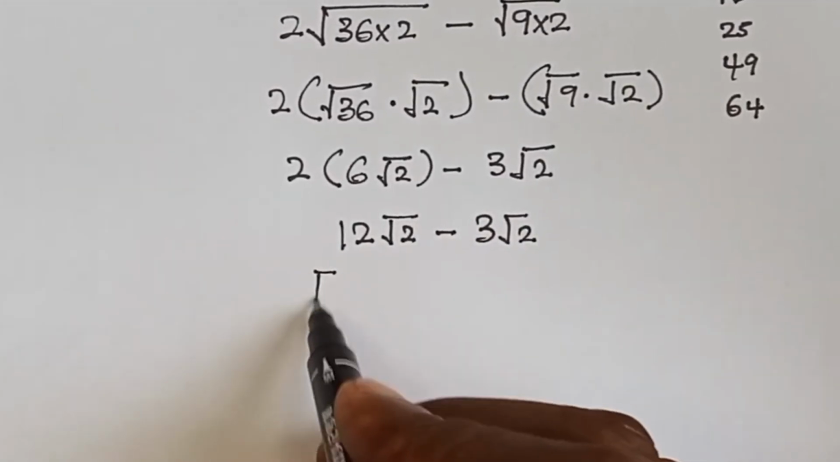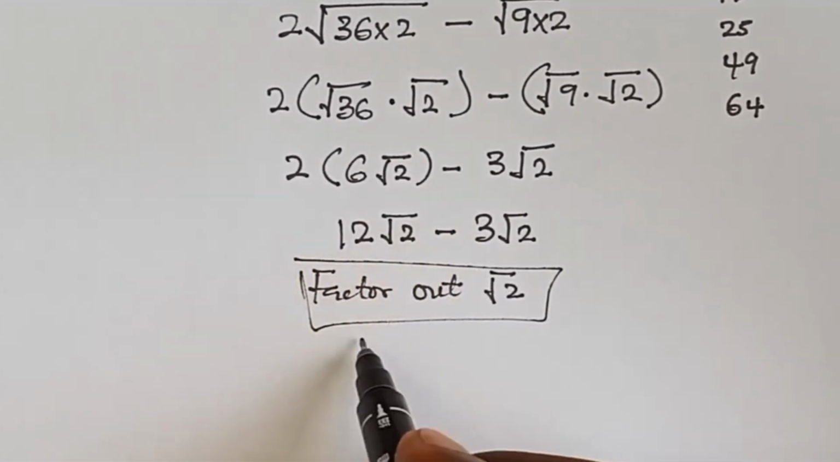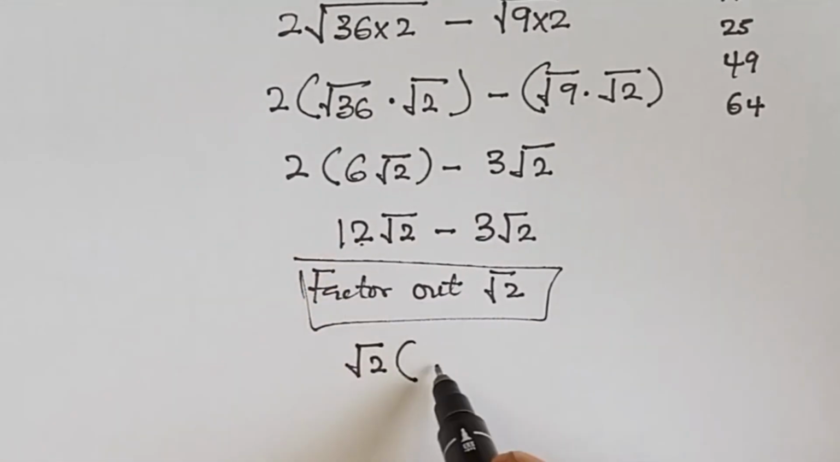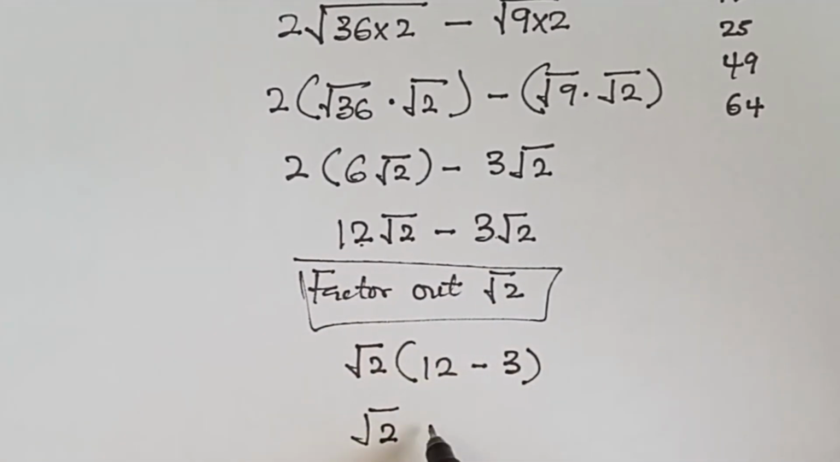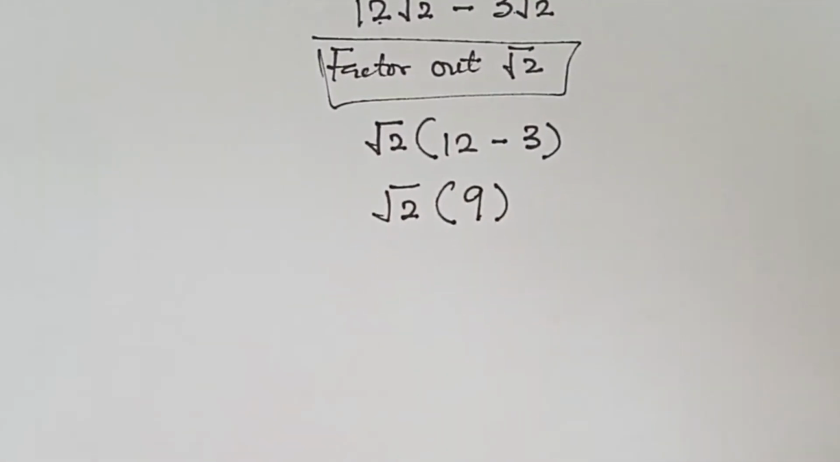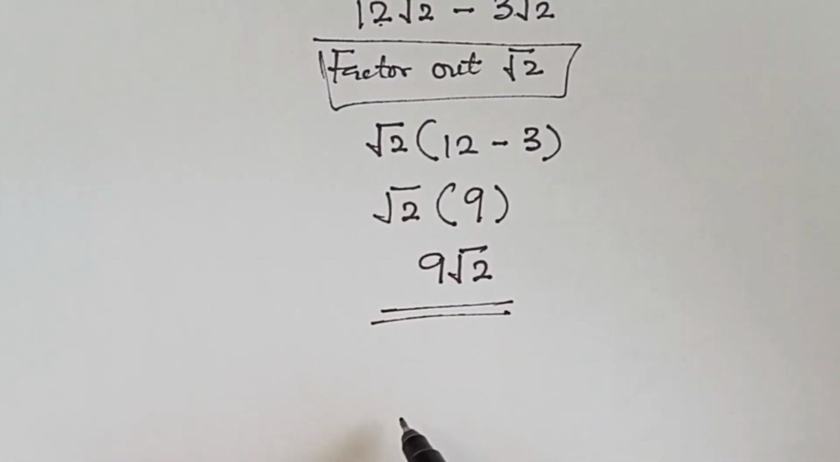Right, so we can factor out root 2, root 2 is common. When you factor out root 2, we can bring it out. What do you have? Here we have 12 left. And then what do we have? We have 3. So let's subtract 3 from 12. 12 minus 3 gives us 9. And root 2 times 9 is also written as 9 root 2. That means our final answer is 9 root 2.